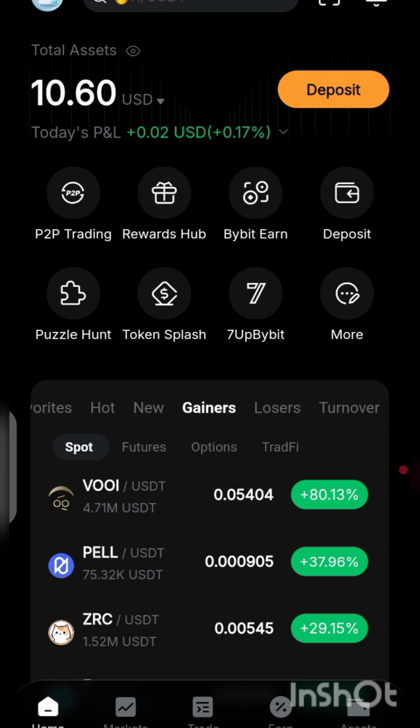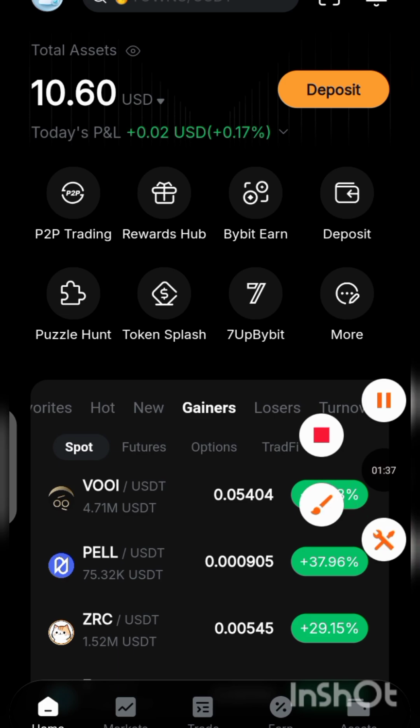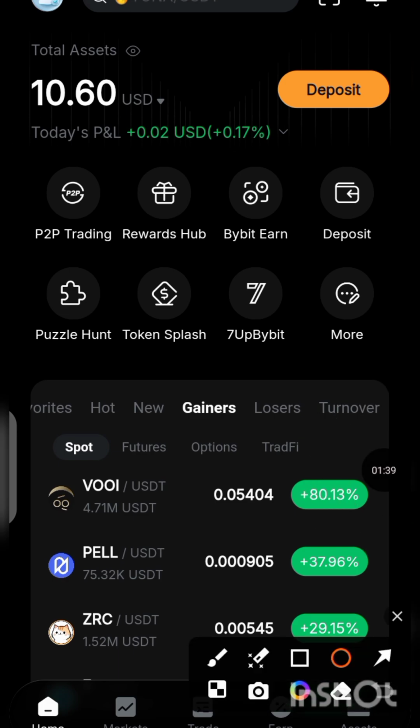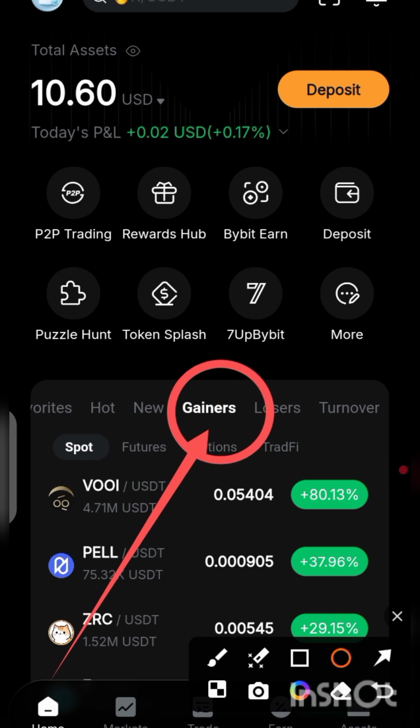Okay, so I want to show you guys a new method. First of all, what you need to do is to come over to these top gainers. Remember, in the futures market we have short and long. Short means that you are saying the market will go down, while long means you are saying the market will go up.